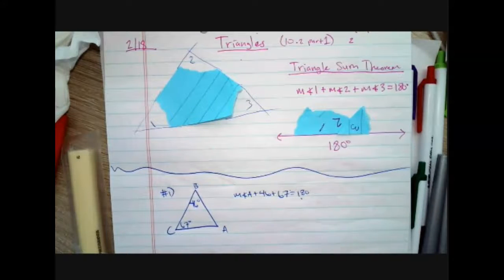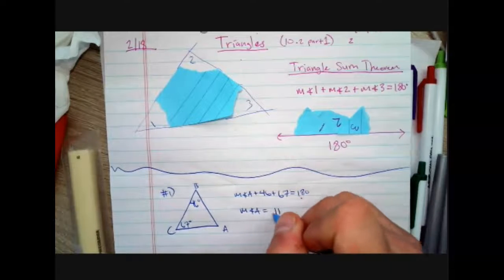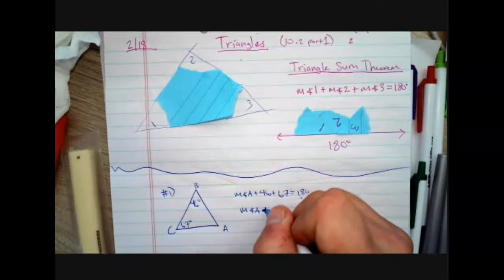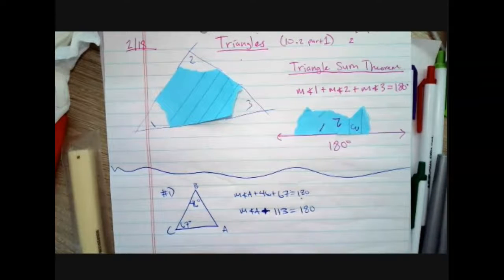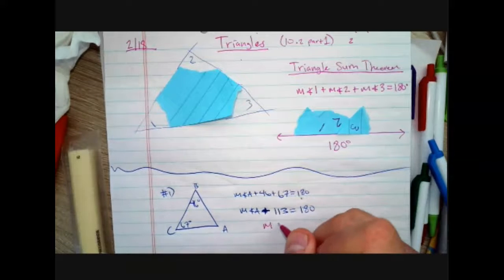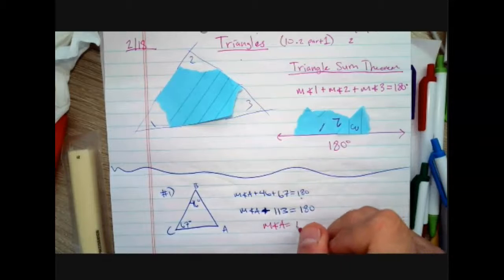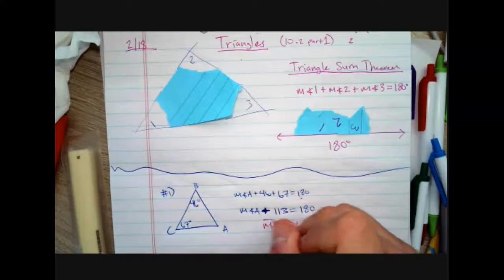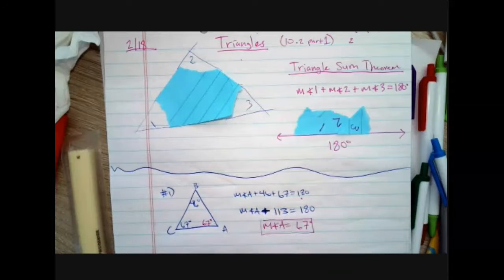So there's that. 46 plus 67, whoops, this is a plus, is 113, still equals 180, and then I can wrap it up by subtracting 113 from both sides, and 180 minus 113 is going to leave me with 67 degrees as the measure of angle A. And so if you did sketch it out, you can fill it in there.